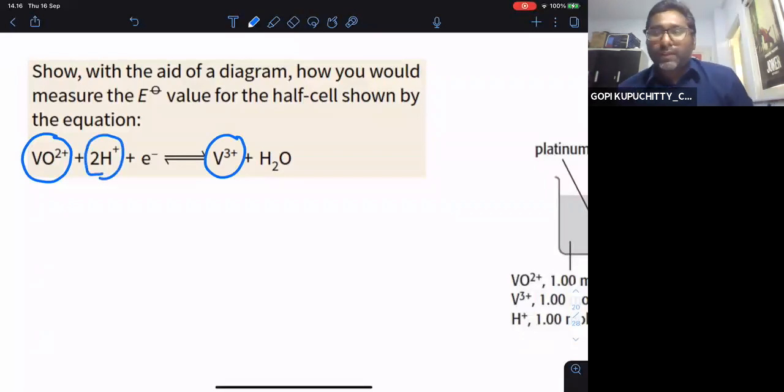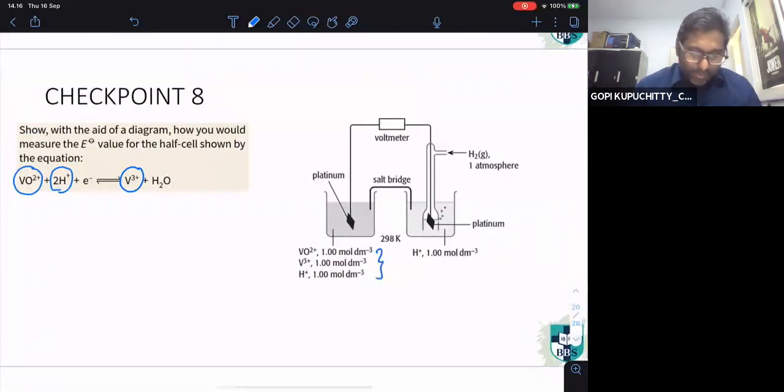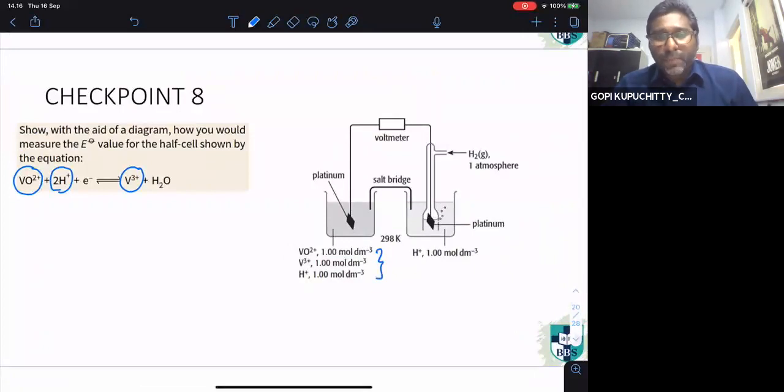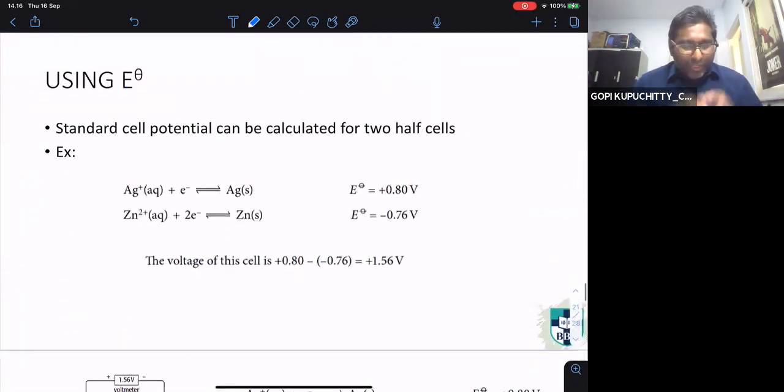So now we know there will be 3 ions there. So I need to draw and mix all 3 in 1 mole per dm cube. Okay, this is what I need to do. Yeah, this is how to draw. Okay, now this one, no need to be surprised. This is something new. No, this is not new.